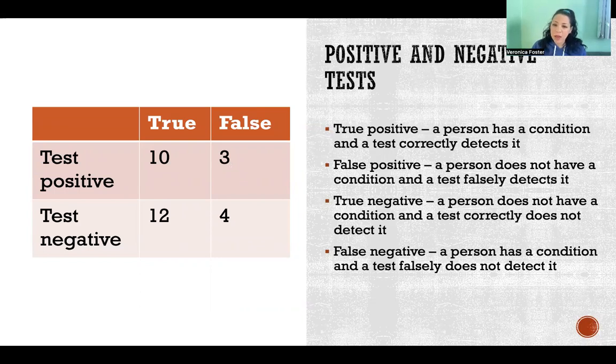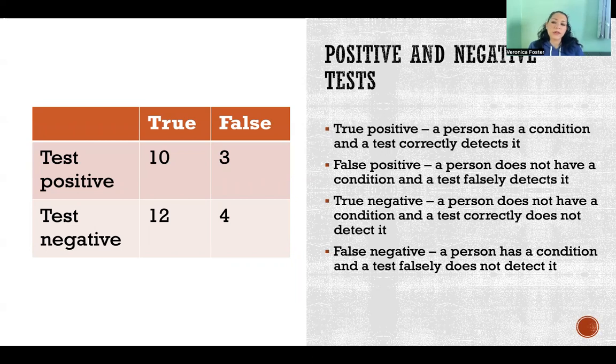A positive test means that a test says, yes, this person has this condition. A negative test means the person is tested and the test says they do not have that condition. But just because a test comes back positive or negative doesn't necessarily mean the results are correct.